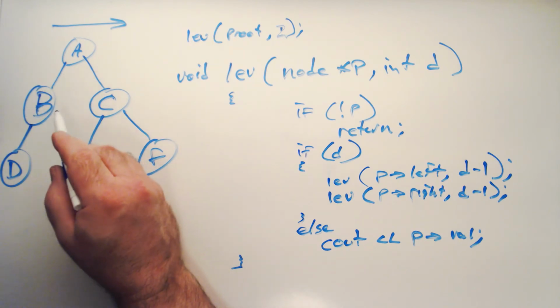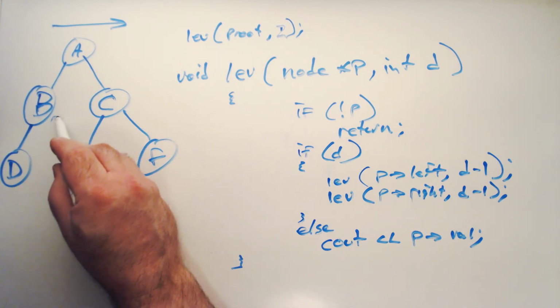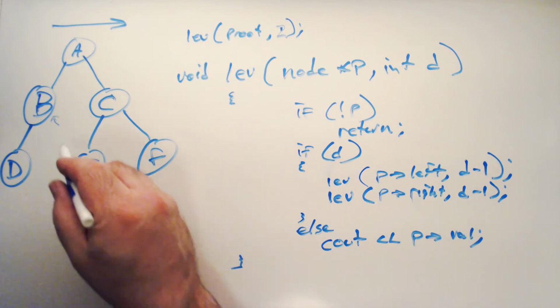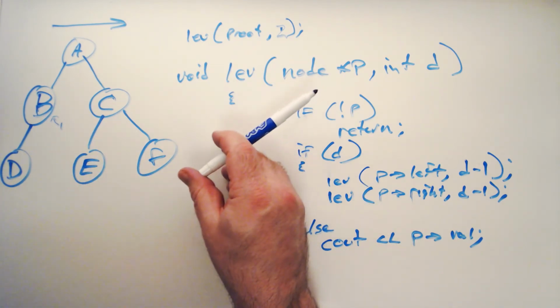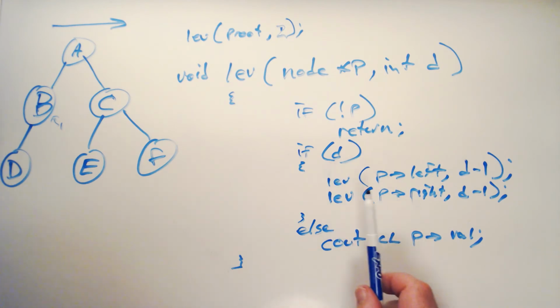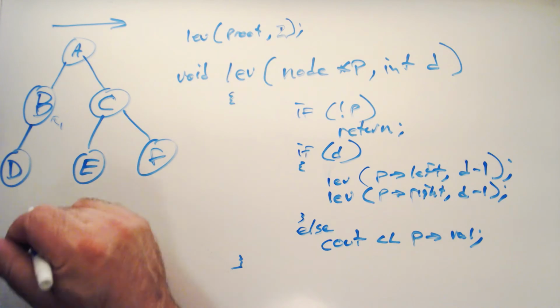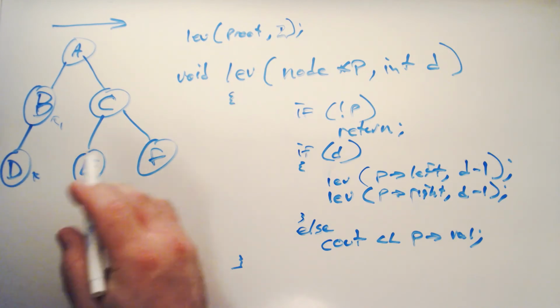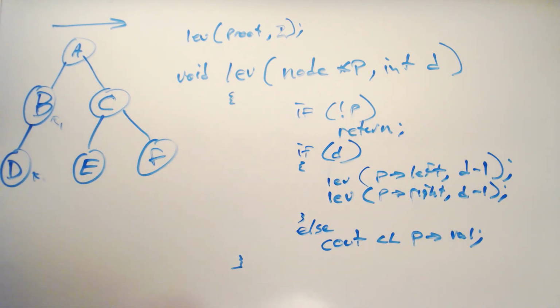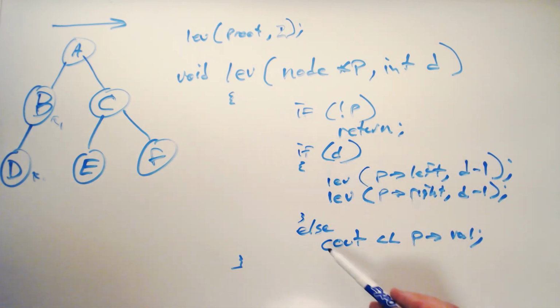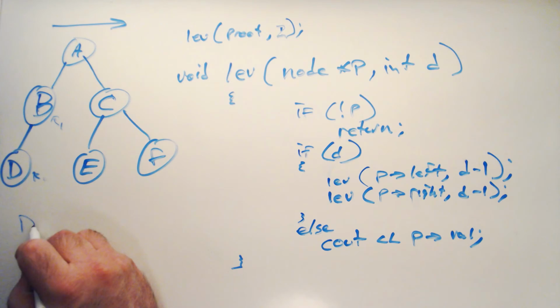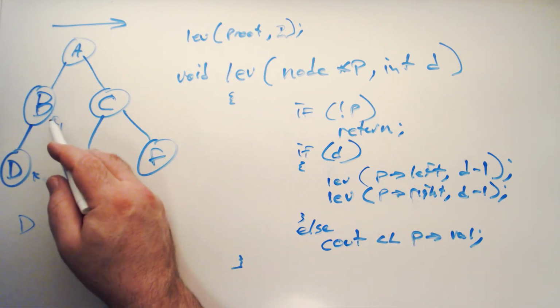And this time, he's going to be called for node B, and rather than being given a 0, he's going to be given a 1. So when B comes along in here, D will equal 1. This will be true. So B won't print out anything down here. He'll go to his left child down here and say, hey, I need you to print everything out 0 away from where you're at. Well, D then comes in here. D is 0. Therefore, it prints out his D. Okay? He's done, returns back to B.